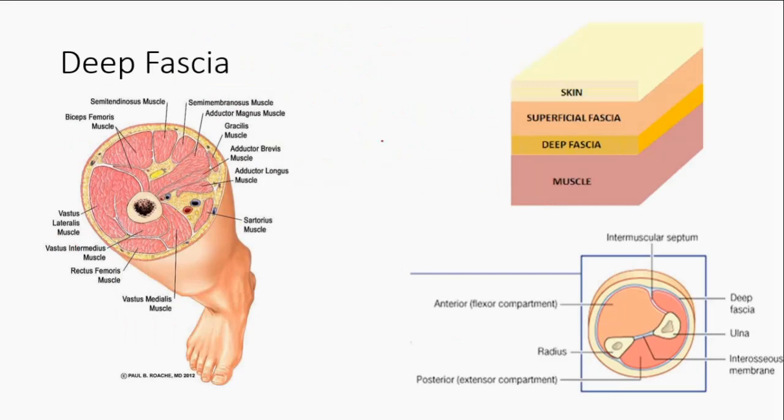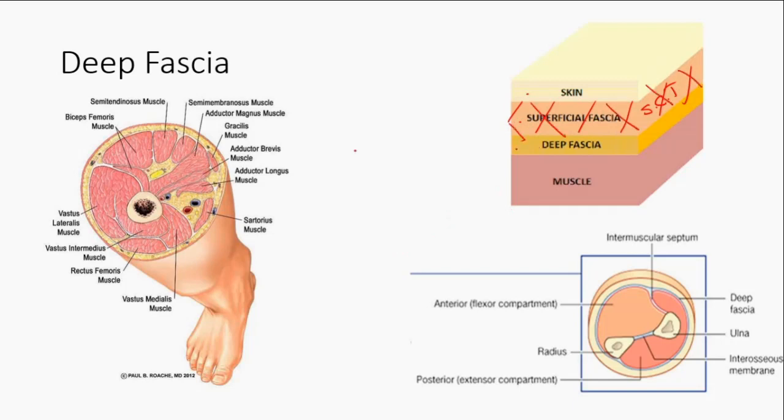Right, so as a recap, here's your skin. Underneath your skin you have your superficial fascia. What's the other word for superficial fascia? Yes, subcutaneous tissue, exactly. And is the subcutaneous tissue dense or is it loose? Exactly, it's loose connective tissue. And why is it important for it to be loose? Right, so that it can be stretchy.